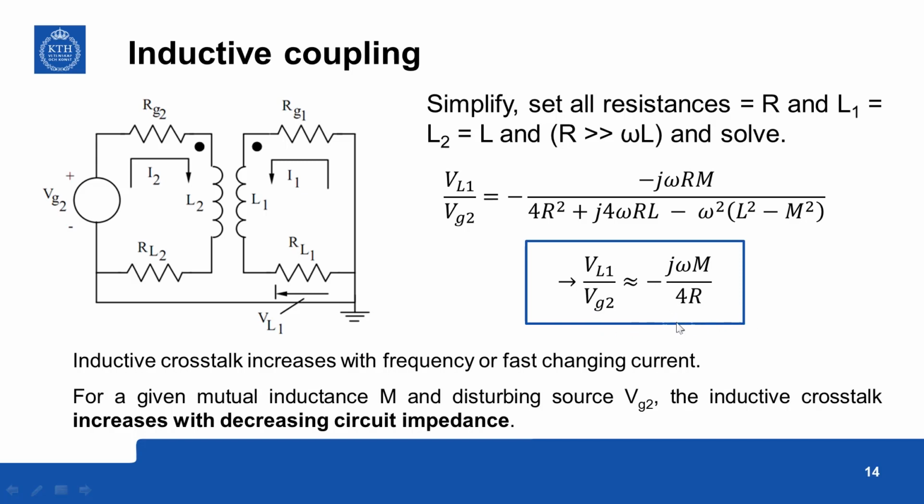That is one conclusion. And the second thing is that, as before, we found for capacitive coupling, if you increase frequency or rate of change of current, you also increase this noise voltage. If you have more mutual inductance between these two circuits, then also you increase this disturbing voltage.